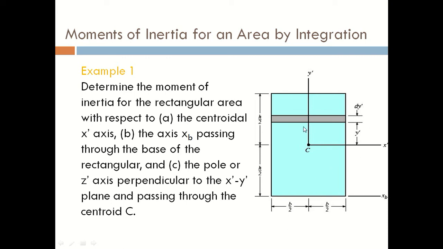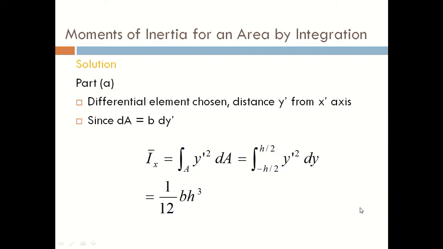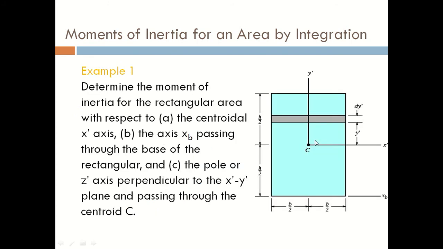For that we have considered an elemental strip of this rectangular area, located at a distance y dash from the x dash axis, and which has thickness dy dash. This differential element is chosen at distance y dash from the x dash axis. Since dA is the differential area, it is equal to b multiplied by dy dash. So this is the differential area.